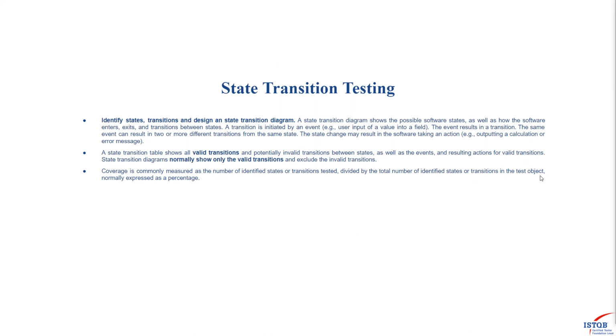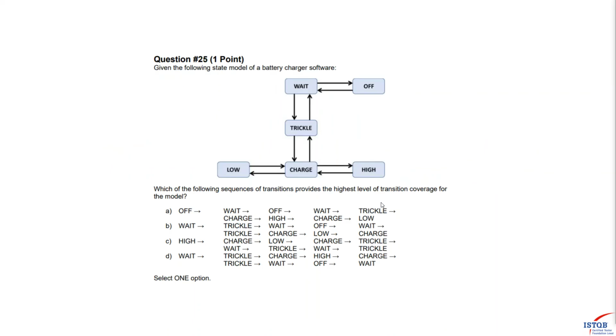And we are asked about transition coverage. We need to count how many transitions are in total, and then count how many of those transitions are covered by each answer. Let's begin. Each arrow is a transition, so we have 10 transitions in total. Now we need to check each answer.